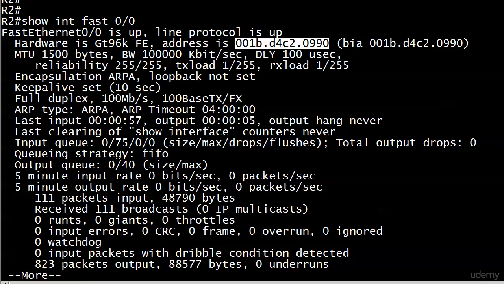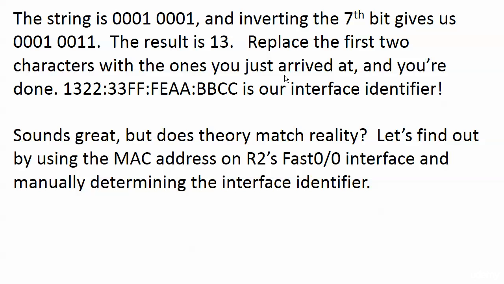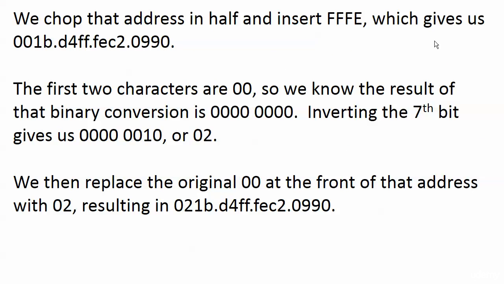So knowing what you know, go ahead and stop the video and come up with what you think the interface identifier is. And you're going to need to pause the video because I'm going to rock and roll and keep moving. We chop that address in half, put in FFFE, and that gives us 001B D4FF FEC2 0990. First 2 hex values there are 00. We know what converting those to binary is. I wrote it out for you anyway, but it's all zeros.